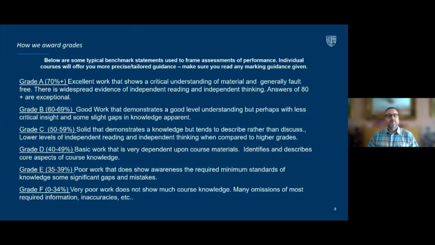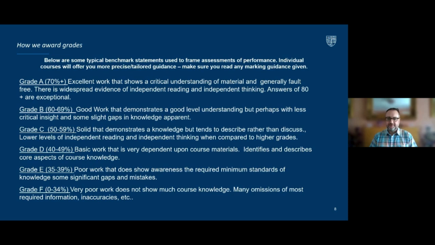Wonderful. So how we award grades, as I mentioned, at master's level, a pass mark is 50%, not 40% as at undergraduate level. And the grades look something like this. An F grade, which you definitely don't want to see, is from 0 to 34%. That's where there's very little demonstration of knowledge. It's very, very patchy and insufficient indeed. You don't see many F grades.